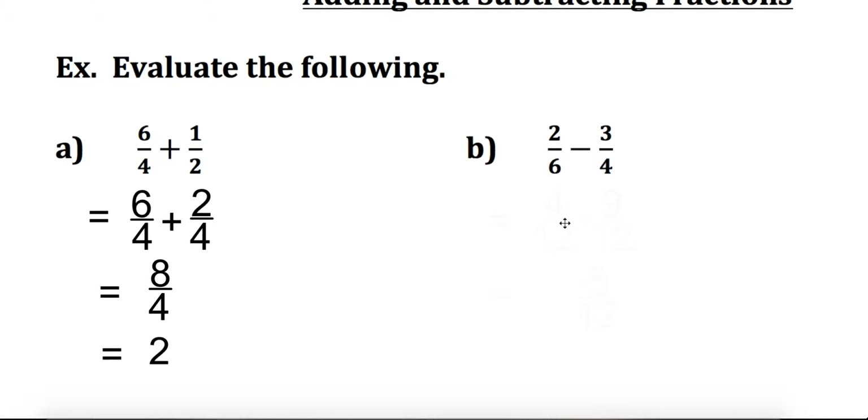So if you look at these, the first question we get 8 over 4. 8 over 4 would reduce to 2 over 1. We can just write it as 2.